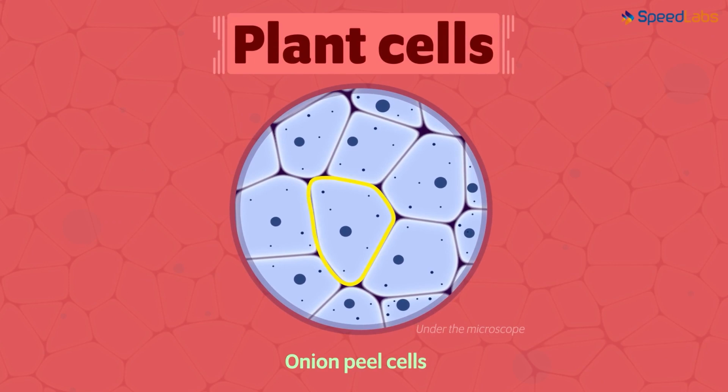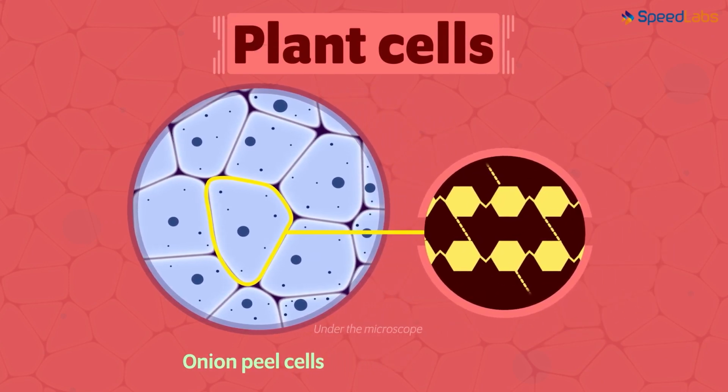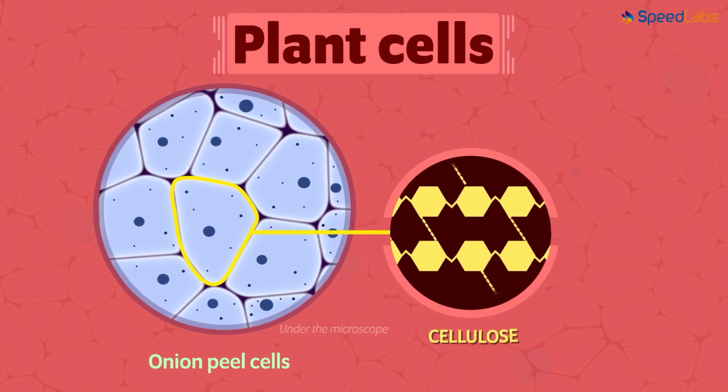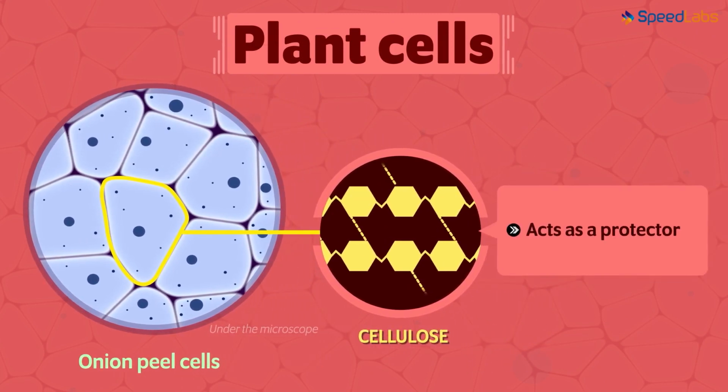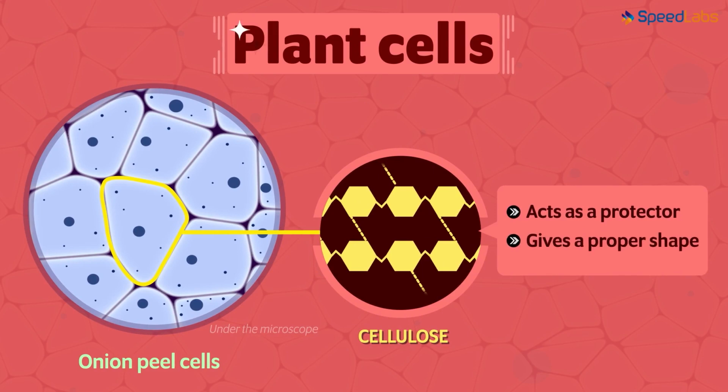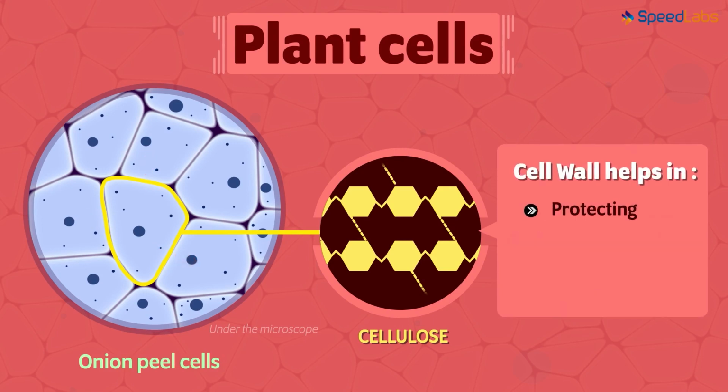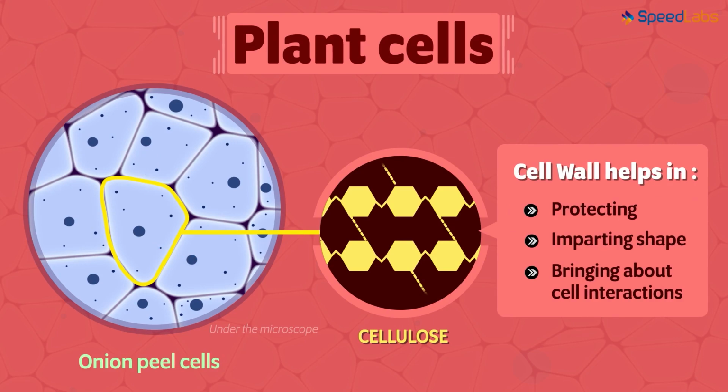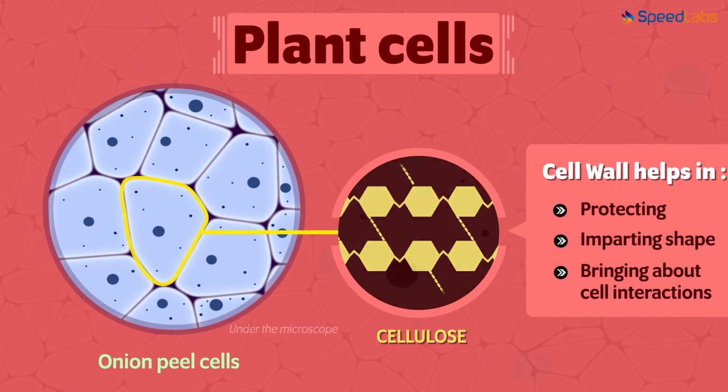The cell wall acts as a protector for plant cells. It's composed of a non-living rigid structure, that is, cellulose. It not only acts as a protector, but also gives a proper shape to the plant cells. It also helps in cell-to-cell interactions and provides a barrier to undesirable macromolecules. It protects, it gives shape to the cells, and it helps in cell-to-cell interactions. Clearly, the cell wall is a very important part of the plant cell structure.